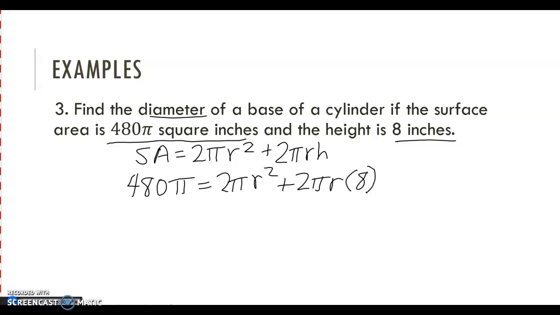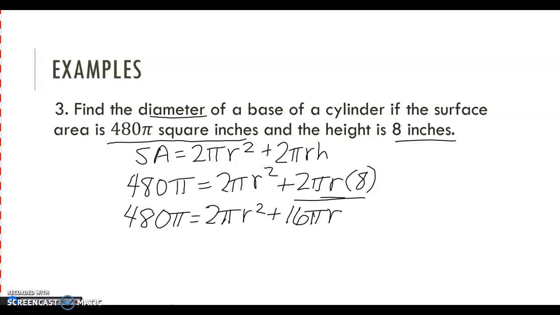So I'm going to simplify everything, and basically the only thing I need to simplify here is I'm going to multiply that 2 and that 8. So I get 480 pi equals 2 pi r squared plus 16 pi r.